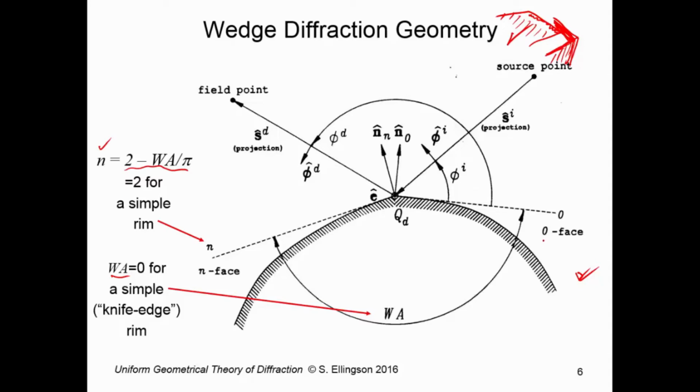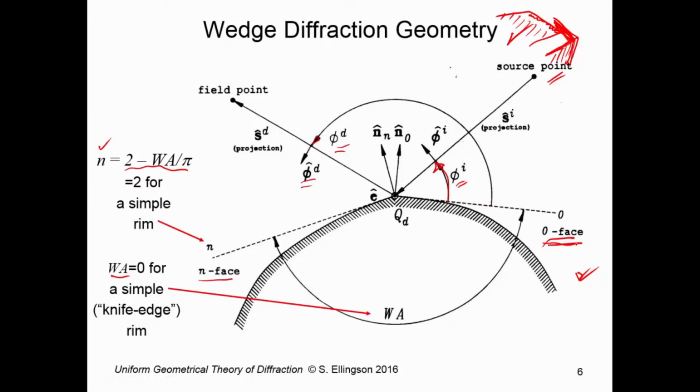Now also we identify these things called the 0 face and the n face. The 0 face is the face which is most directly illuminated by the source point. The n face then is the other face. We have these angles phi superscript i, measured from the 0 face to the direction of incidence, and phi superscript d, measured from the 0 face to the direction of diffraction. So these angles are always measured with respect to the 0 face.